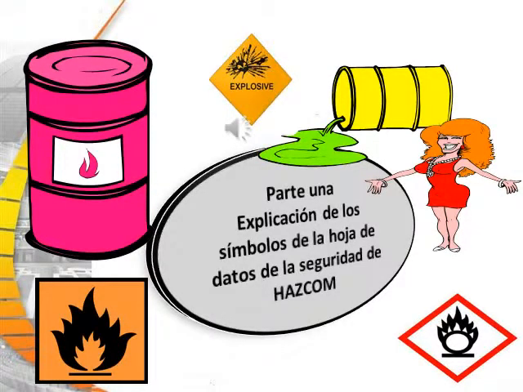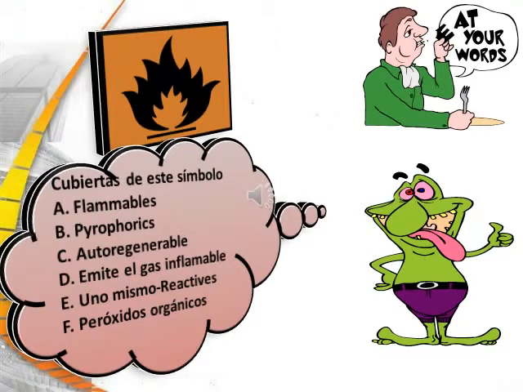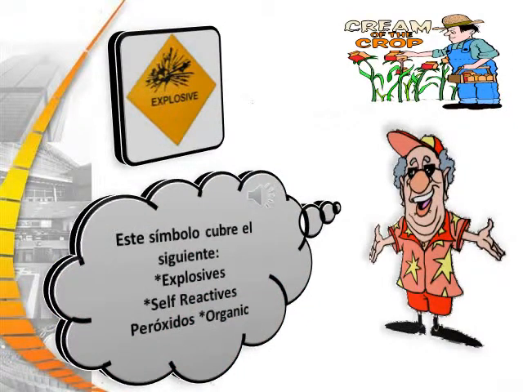Part 1. Explain the HAZCOM safety data sheet symbols. Okay, here we can see our first pictograph, which covers flammables, pyrophorics, self-heating, flammable gases, self-reactives, and organic peroxides. Here we can see the symbol for explosives, self-reactives, and organic peroxides.